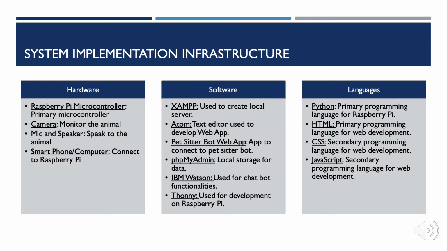For languages, we implemented Python, used as a primary programming language for Raspberry Pi. This was used to create the scripts for the hardware. We used HTML, which is the primary programming language for the web development, and CSS and JavaScript as secondary programming languages for the web development.